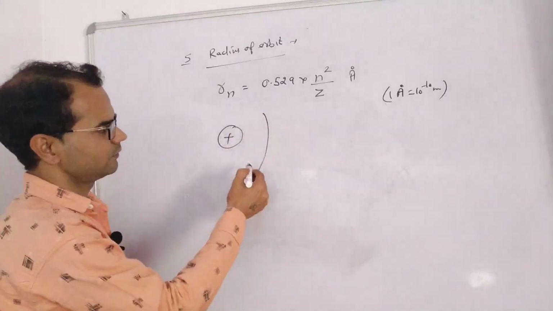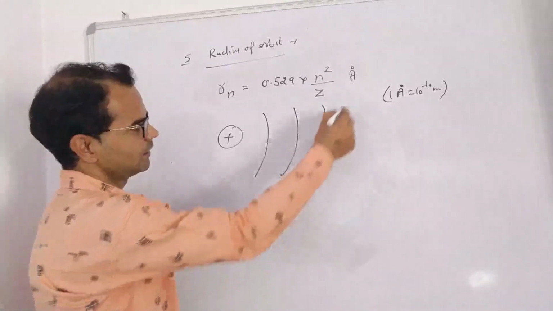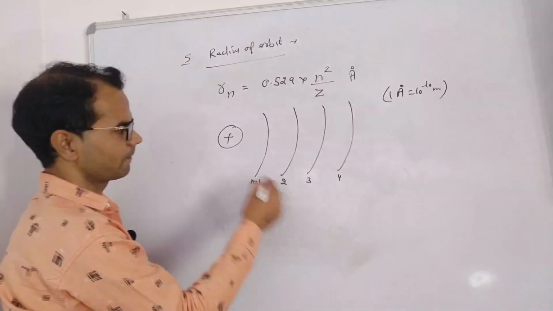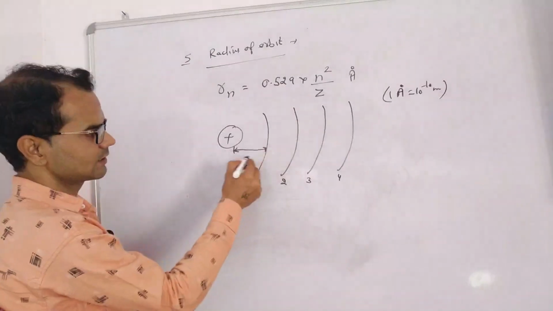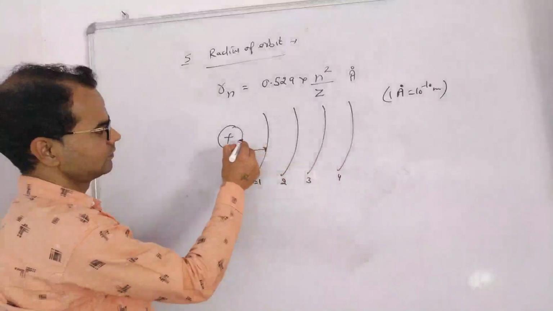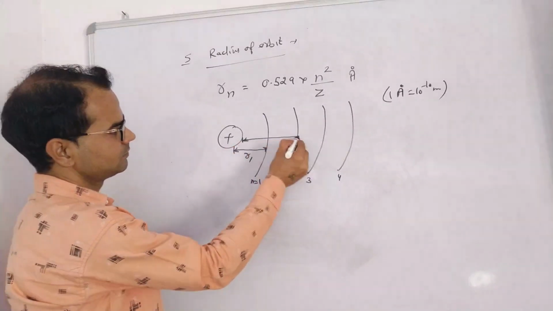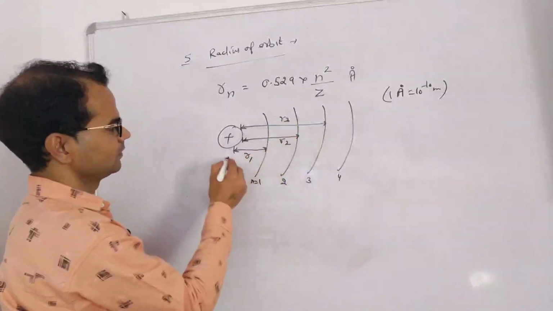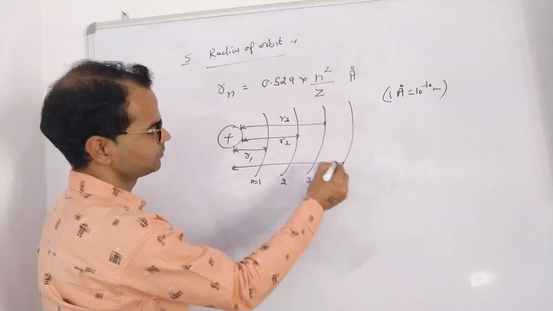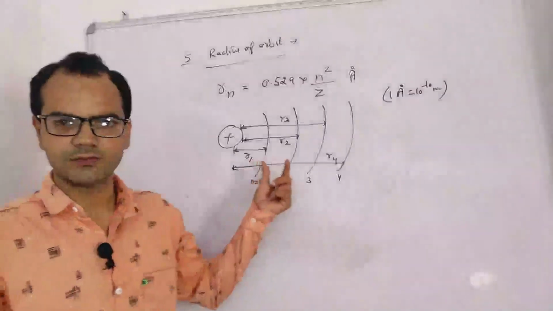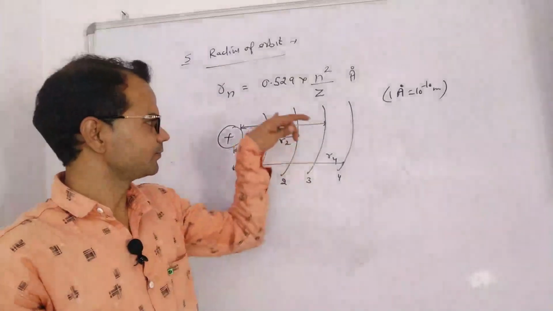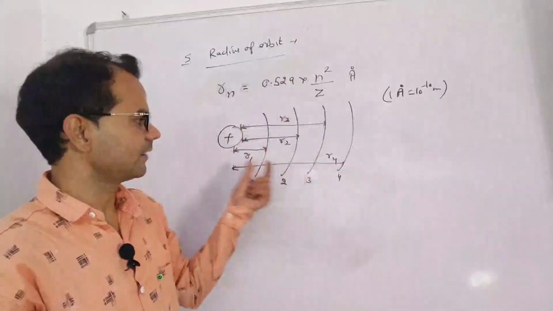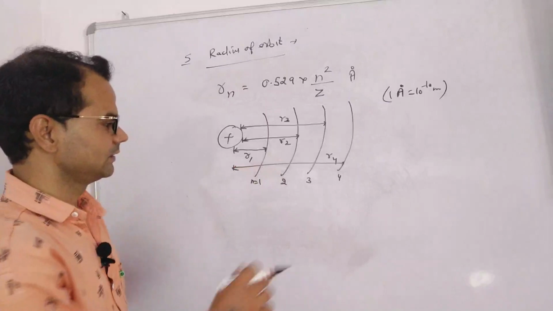Nucleus, first shell, second shell, third and fourth. N equal to 1, 2, 3, 4. So the radius here will be this distance R1 for the first shell, R2 for the second shell, R3 for the third shell, and R4 for the fourth shell. We can use this simple formula and find the values. Easy. Let's solve.